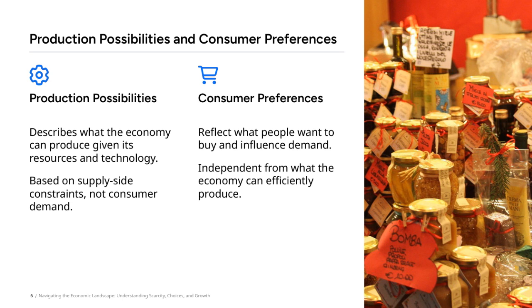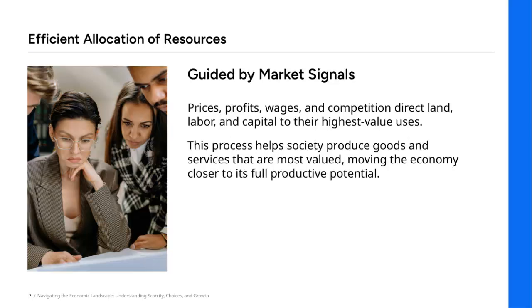Understanding both these aspects is crucial for grasping how markets function and how resources get allocated. Here we see how resources are efficiently allocated in the economy, guided by crucial market signals. Prices, profits, wages, and competition all work together to direct land, labor, and capital toward their highest value uses. This mechanism ensures that resources are not wasted, but instead flow to where they can generate the most benefit.